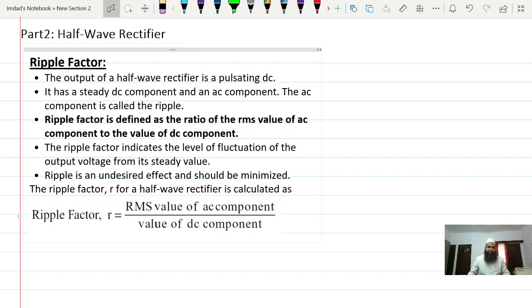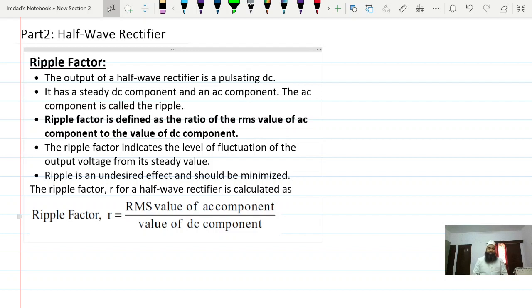Basically, the output of the half-wave rectifier is a pulsating DC. It has DC component as well as AC component. The AC component is called ripple. Ripple factor can be defined as the ratio of RMS value of AC component to the value of DC component. The ripple factor indicates the level of fluctuation of the output voltage from its steady value. Ripple factor is an undesirable effect and it should be minimized.